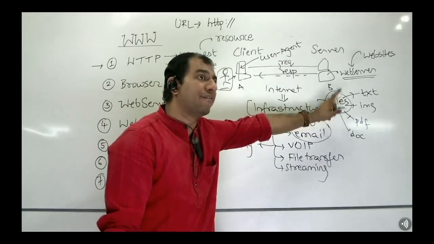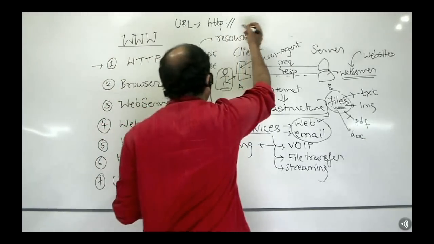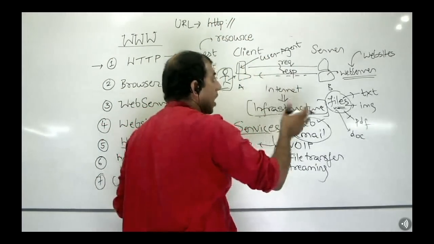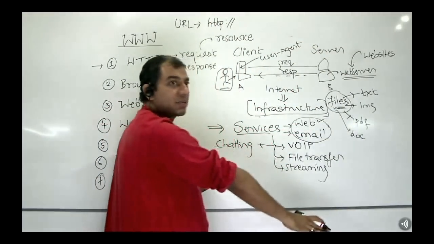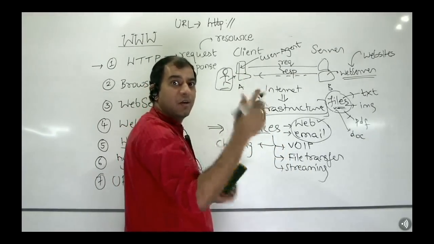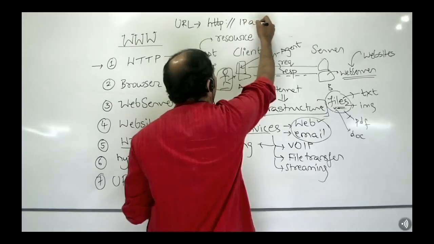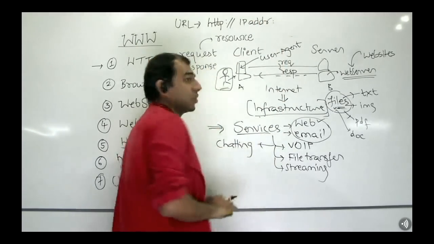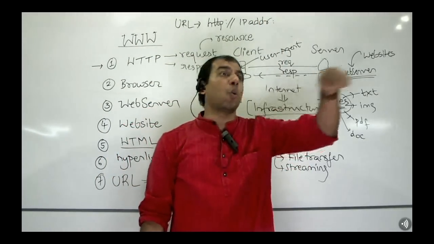Resource is nothing but a file. So how do you uniquely identify it? HTTP://. Now, of the billions of devices which are there, we need to identify one device. We know how to do that. That is based on your IP address. So the IP address gives you the ability to single out one machine.